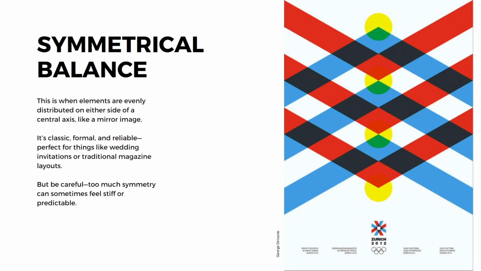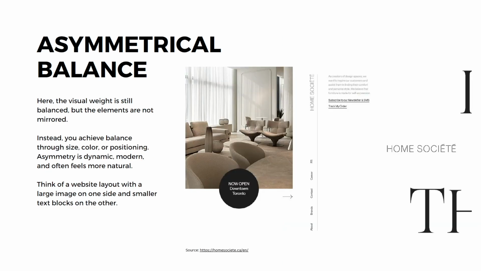But like with all things, too much can be too much. So if you have a little bit too much of a symmetrical balance, it might feel a little bit stiff or predictable. With asymmetrical, the visual weight is still balanced, but the elements are not mirrored. So you're probably going to achieve balance through something like size, color, positioning. It's a little bit more dynamic, a little bit more modern, and it's going to feel more natural to the viewer.